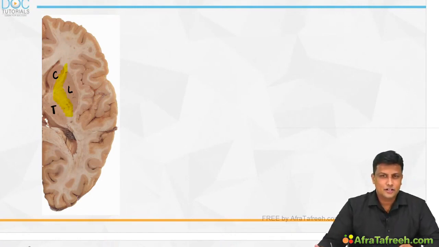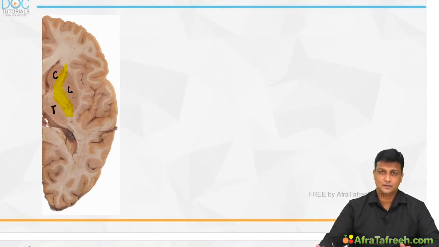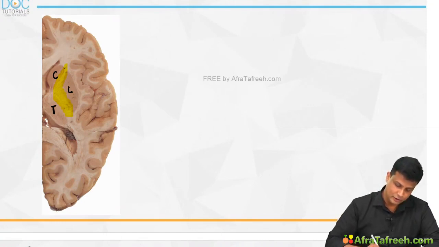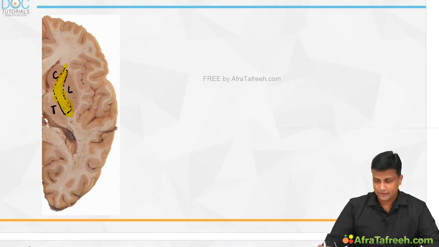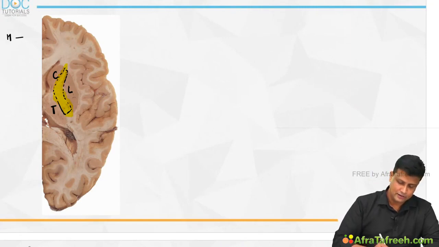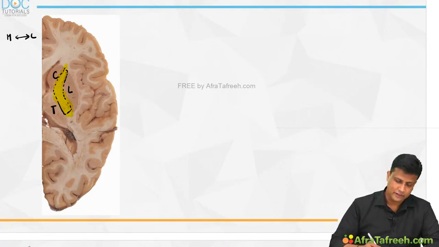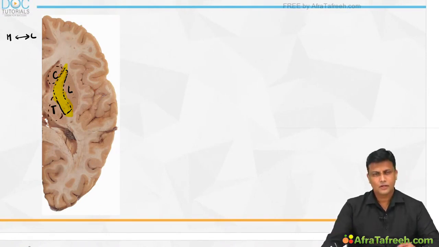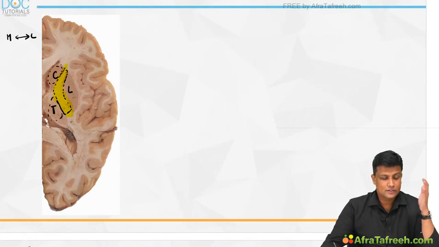Many questions are being asked regarding the internal capsule in your NEET PG exam and AIIMS exam, guys. First of all, the moment you look at this diagram, let me draw the diagram separately over here. What is the relation of your internal capsule? This is the medial side and this will be the lateral side. On the medial side, what do you have? You'll be having the caudate nucleus and even the thalamus. So caudate nucleus and thalamus will be towards the medial side.